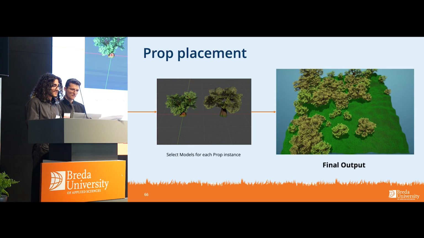Lastly, then we just pick a prop model pool from the random prop pool that we have for all of our props. So for example, a tree can have many different model variations. So we pick a random tree model and then we instance it along the field. This right here is the final output for instancing a bunch of trees.